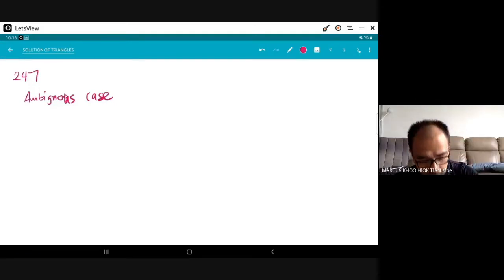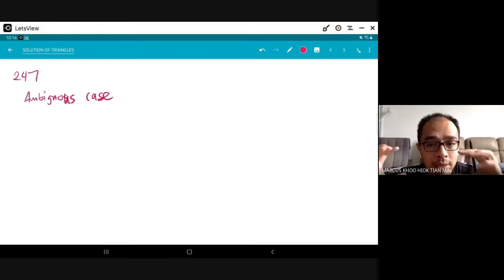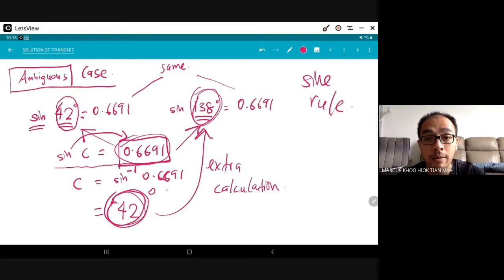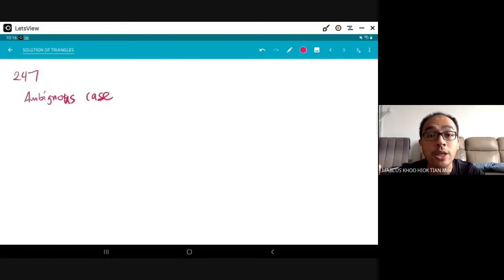So the ambiguous case exists. Ambiguous means you have one sine value, like this, 0.6691, but you have two possible angles and you don't know which one is the correct one. So we call this an ambiguous case. It's like you don't know which angle to use. So today we're going to learn the tip to find out which angle to use.